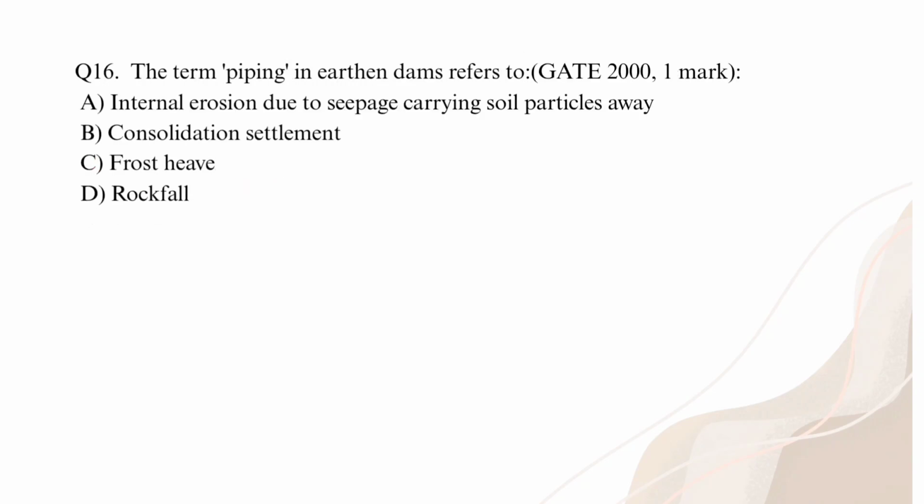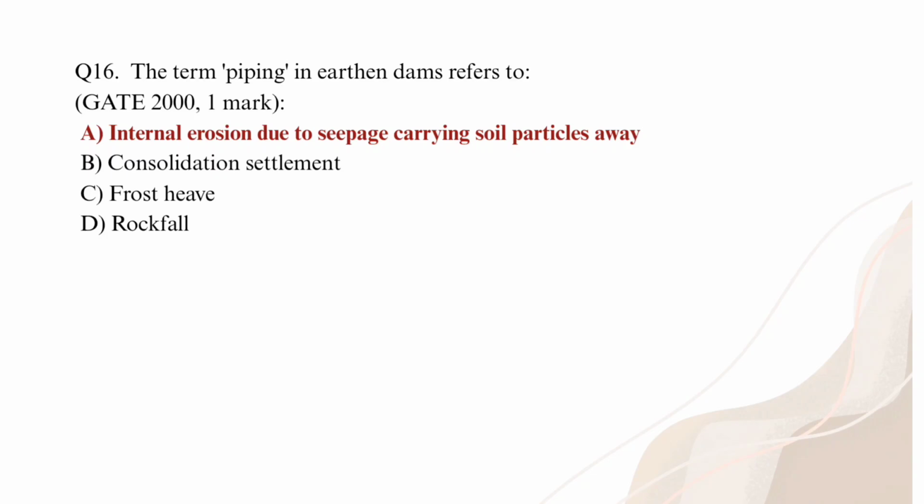The next question, number 16: the term piping in earthen dam refers to. Options: A, internal erosion due to the seepage carrying soil particles away; B, consolidation settlement; C, frost heave; D, rockfall. And the correct answer is option A, that is internal erosion due to the seepage carrying soil particles away.